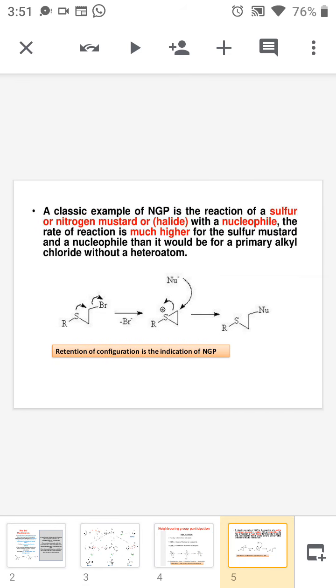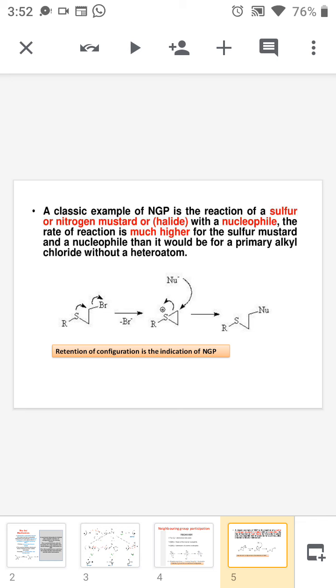Now, which elements act as a neighboring group? I already told you that any atom or bond which has the capacity to donate a pair of electrons and which is situated at the beta position to the leaving group acts as a neighboring group. So there are a lot of atoms that act as a neighboring group: sulfur, oxygen, halogen, and pi electrons. So let us see the classical example.